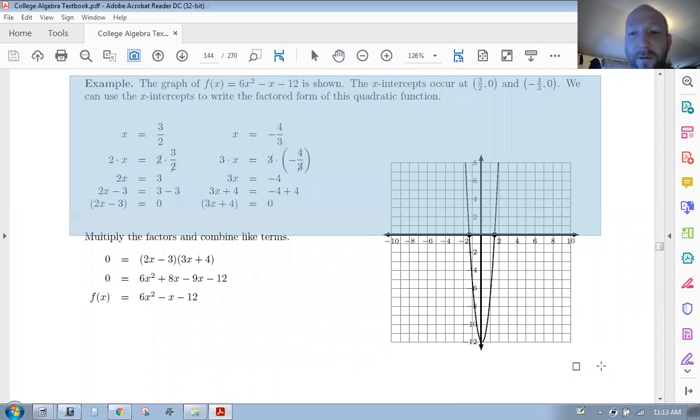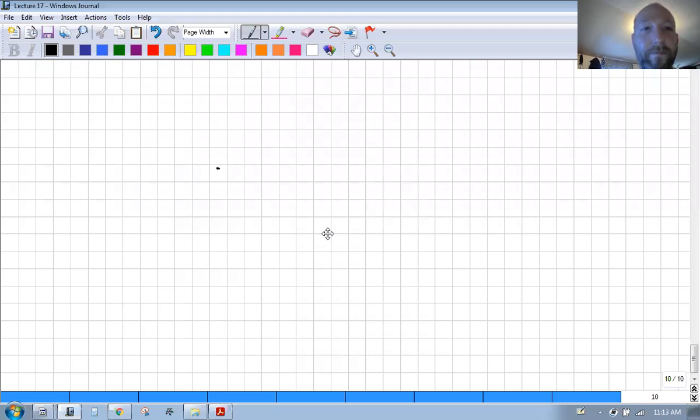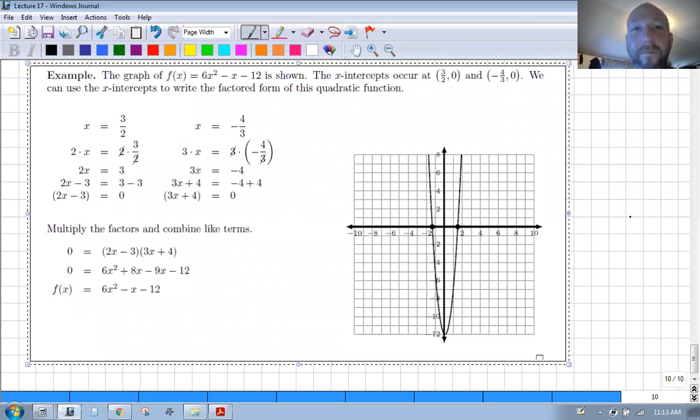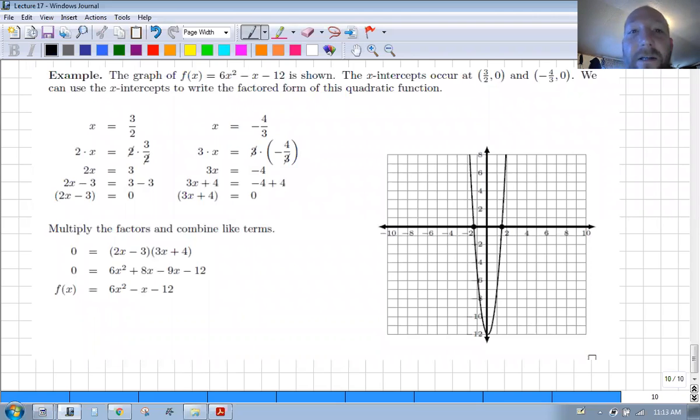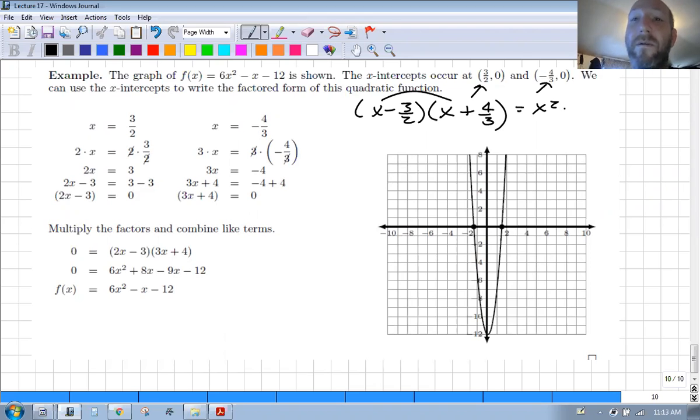Here's another example. All right, the graph of f of x is shown. The x-intercepts occur at 3/2, 0, and -4/3, 0. We can use the x-intercepts to write the factored form of this equation. We just do x minus that one, and then x minus a -4/3 is +4/3.